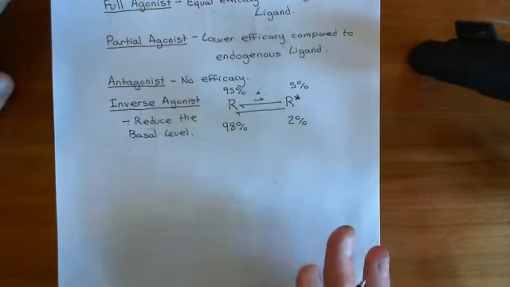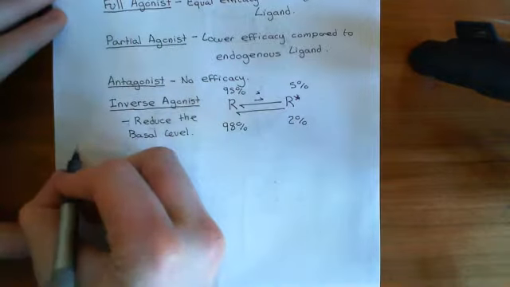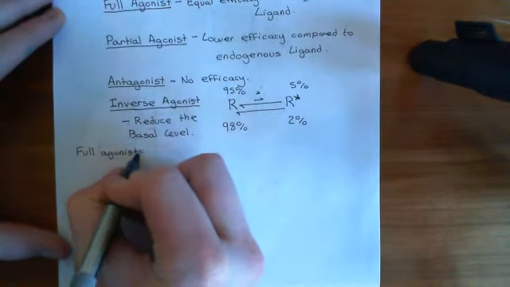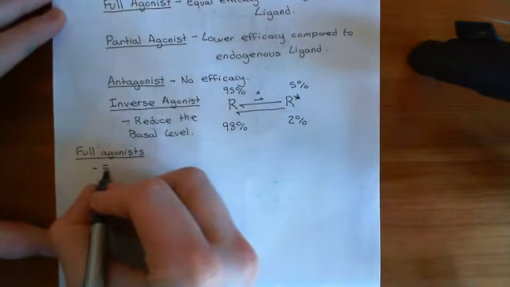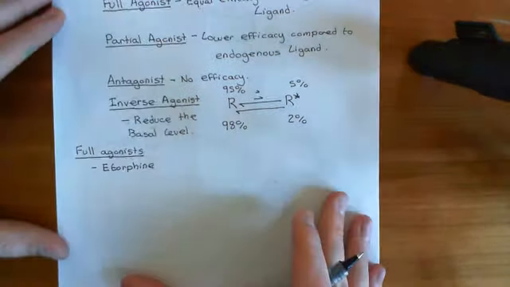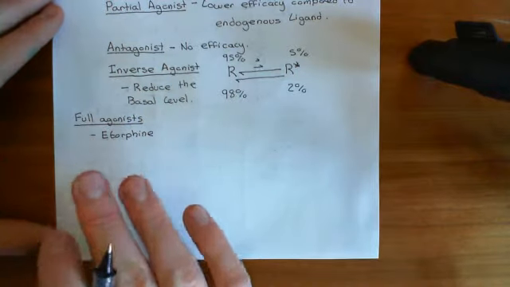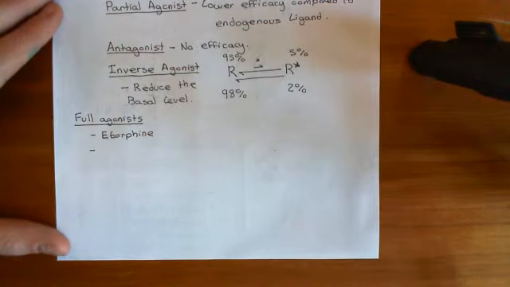So what we now want to do is look at examples of full agonists, partial agonists, and some antagonists of mu opioid receptors. We'll start off with full agonists. These are drug molecules which will bind to mu opioid receptors, and their ability to activate the mu opioid receptors is equal to the endogenous ligands. Examples of these drugs are etorphine, which is a very potent analgesic that isn't used in clinical medicine. It is used in veterinary medicine, but it's something like 1,000 times more potent than morphine, so it's not safe. It would cause respiratory depression.